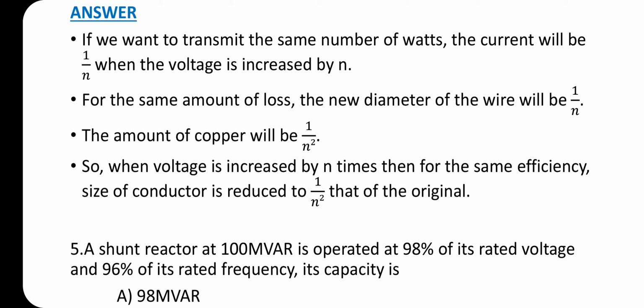If we want to transmit the same number of watts, the current will be 1 by n when the voltage is increased by n. For the same amount of loss, the new diameter of the wire will be 1 by n. The amount of copper will be 1 by n square. So when voltage is increased by n times, then for the same efficiency, size of conductor is reduced to 1 by n square that of the original.